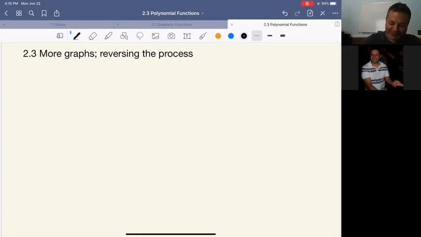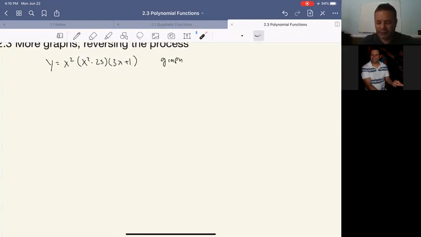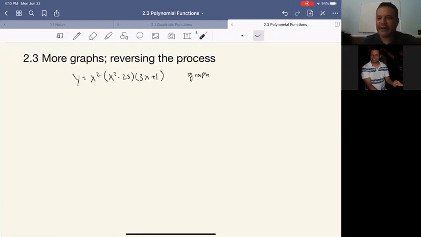Let's go with 2.3. So let's do another problem like the ones we were just doing. Let's take y equals x squared times (x squared minus 25) times (3x plus 1), and we're going to graph it. If you like the plain connect-the-dots version, that's fine.